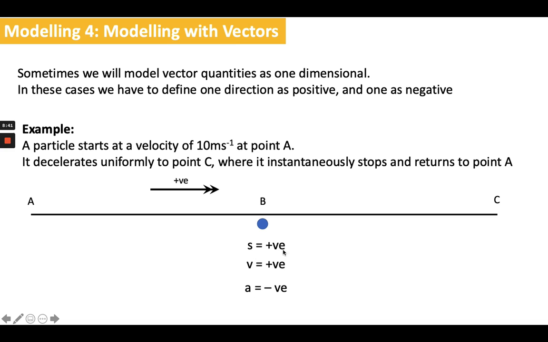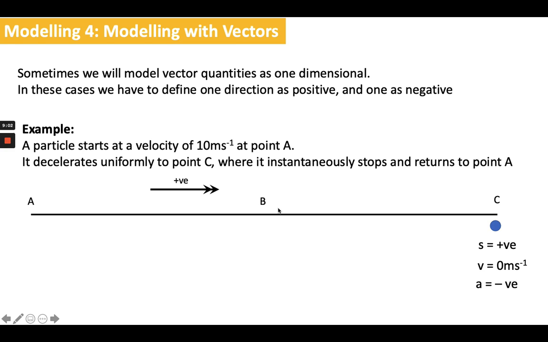And my displacement here is positive because I have moved some distance in the positive direction away from my starting point A. Then when I get to point C, I'm going to have an even bigger positive displacement. This will be the maximum displacement as I get to C. My velocity is now 0 meters per second because I'm told it instantaneously stops at point C. But my acceleration is still negative.